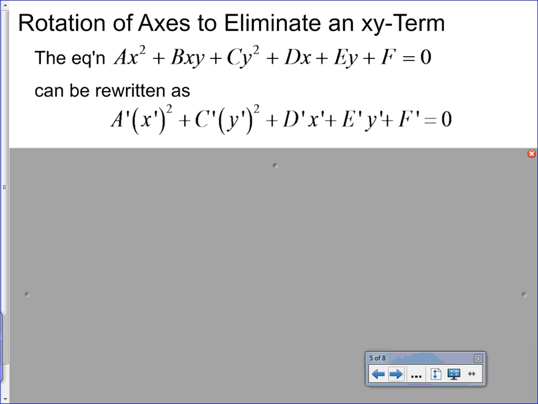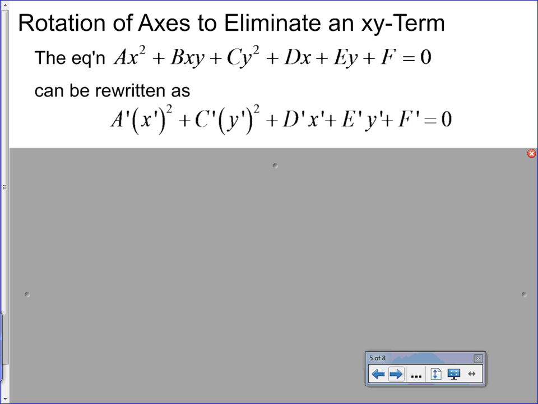We are going to rewrite it, and those are primes on all the variables: a prime x prime squared plus c prime y prime squared plus d prime x prime plus e prime y prime plus f prime equals 0. And by labeling it with all those primes, we're saying this is a new x, this is a new y, and these are the new coefficients for those terms.